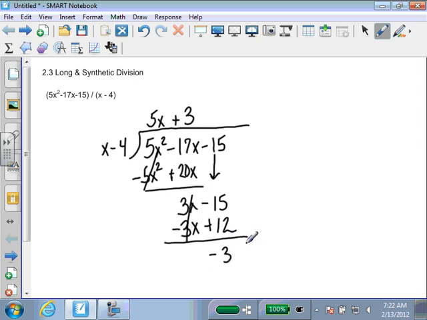I have nothing left to bring down. So that is my remainder. I could write it as remainder negative 3, and sometimes that's useful. I can't put a decimal point and drop a 0. That's not useful. But we could also write it as, since it's negative 3, minus 3 over x minus 4. So that would be the quotient.